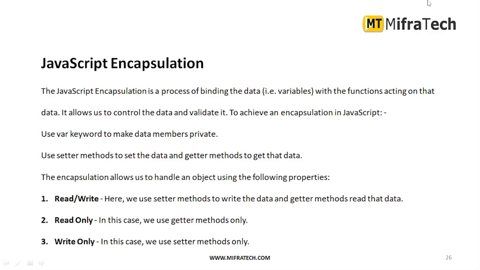Use setter methods to set the data and getter methods to get the data. Encapsulation allows us to handle the properties of objects as read and write, read only, and write only. For read and write, we use setter methods to write the data and getter methods to read the data. For read only, we use getter methods only, and for write only, we use setter methods only.